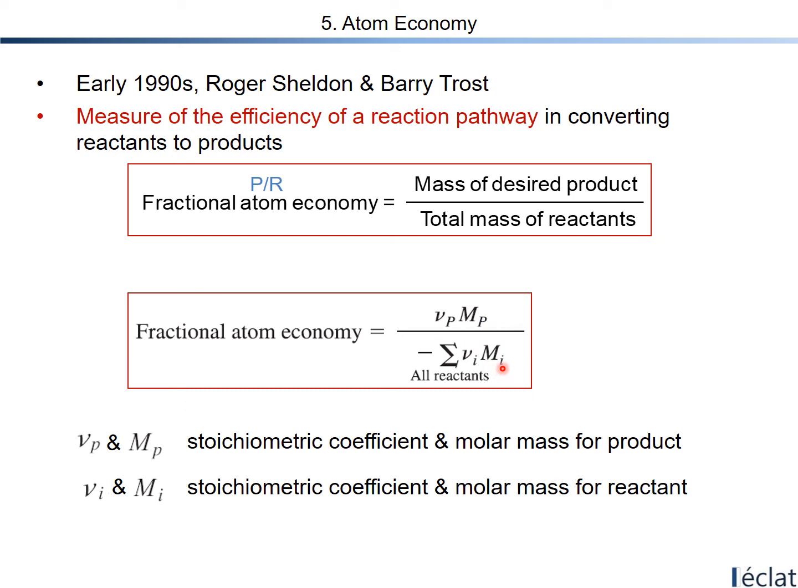So, actually, if you define the PR ratio in moles, maybe nu sub p per minus sigma nu i is enough. However, in this definition, we should use the mass. So you should multiply the molecular weight of each species by the stoichiometric coefficient. Okay? So that is the definition of fractional atom economy. And this parameter is the mass ratio instead of molar ratio.